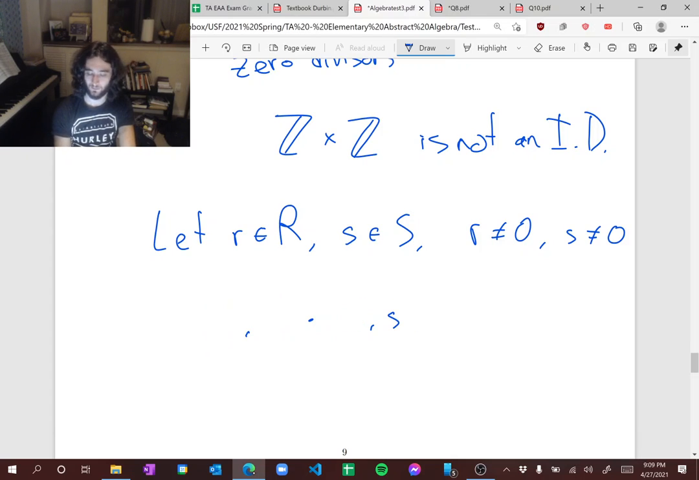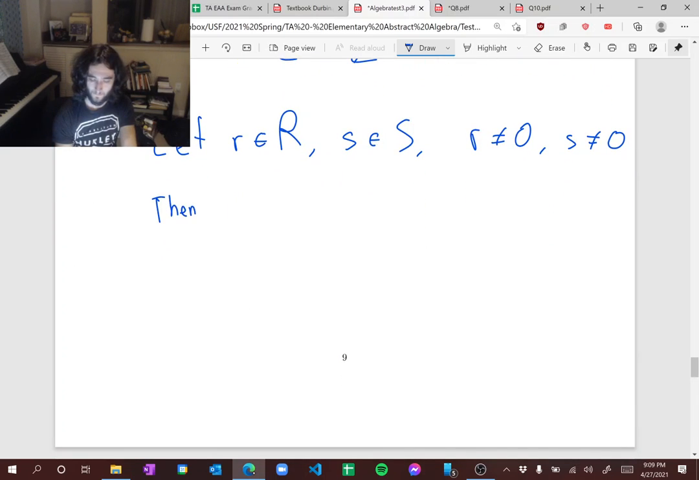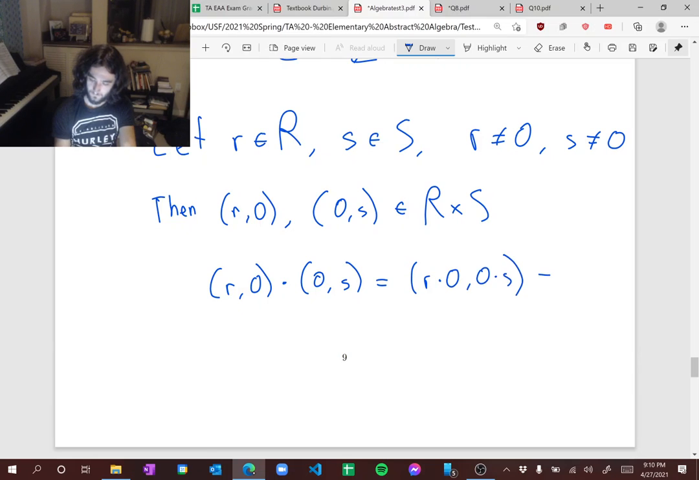And so maybe I should be a little more thorough. So you run into exactly the same problem. So that means this and this, those are both elements of R cross S. And they're non-zero elements for that matter, right? The zero element would be 0, 0, not anything else. And yet, when you multiply them together, you do get 0, 0. So these are zero divisors.